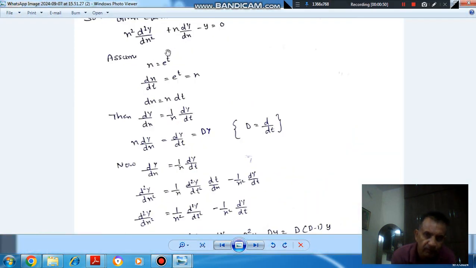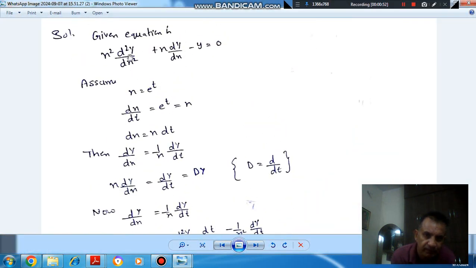So here the given equation is x square d square y by dx square plus x dy by dx minus y is equal to 0. In this type of equation, where x square d square y by dx square is there, assume x is equal to e raised to power t. Then dx by dt is equal to e^t, which is also x, so we can write dx is equal to x dt.